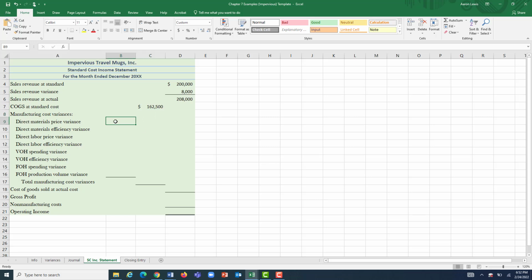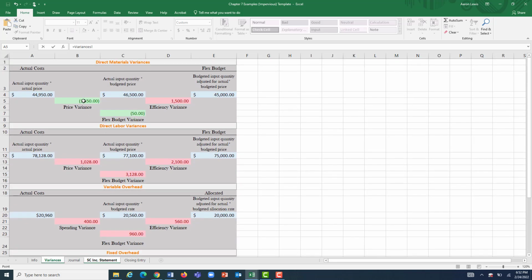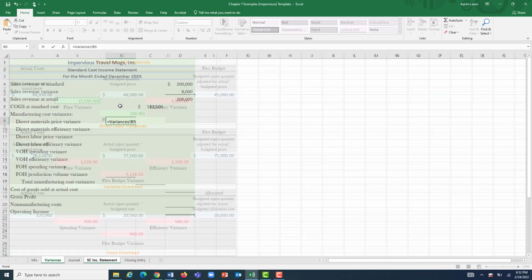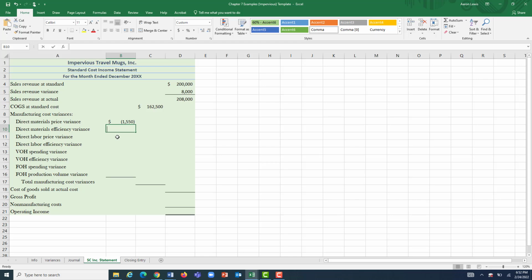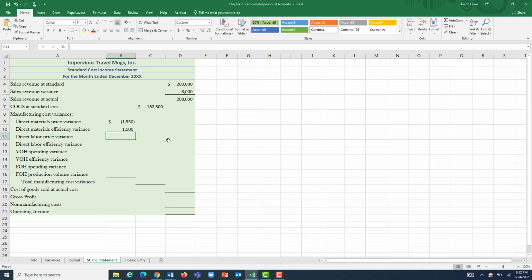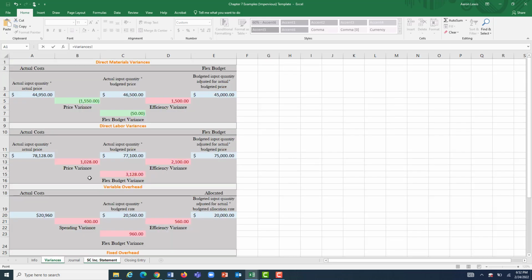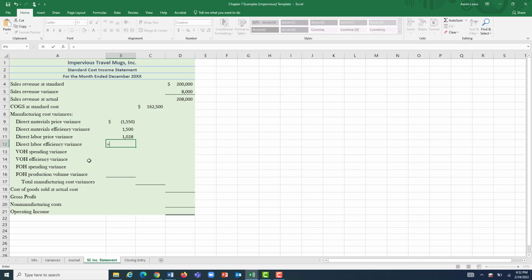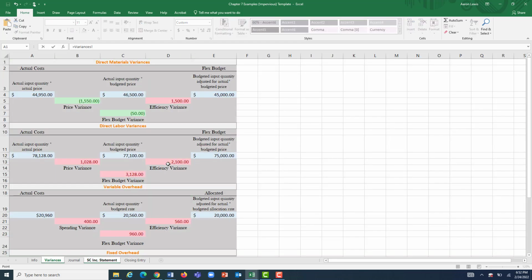Well, we have a direct materials price variance. What was that? I can find that in my calculations. Our direct materials price variance was a $1,550 favorable variance. We have a direct materials efficiency variance. If we go to our calculations again, we had a $1,500 unfavorable efficiency variance. We had a direct labor price variance. Go back to my calculations one more time. Our direct labor price variance was $1,028, and it was unfavorable. We had a direct labor efficiency variance that was unfavorable in the sum of $2,100.